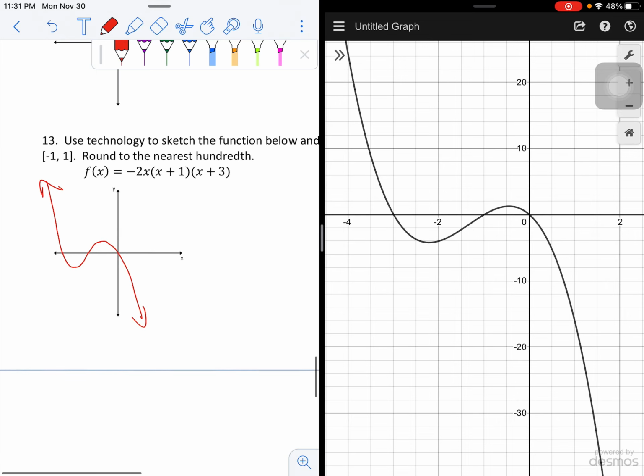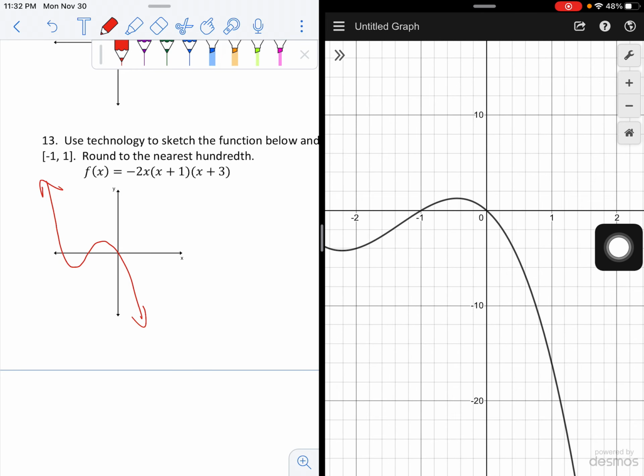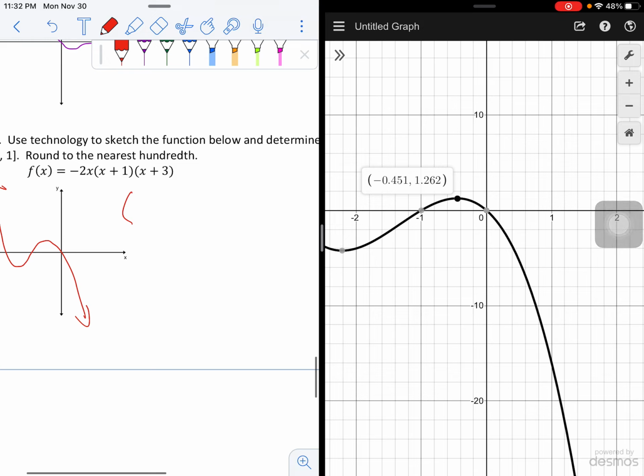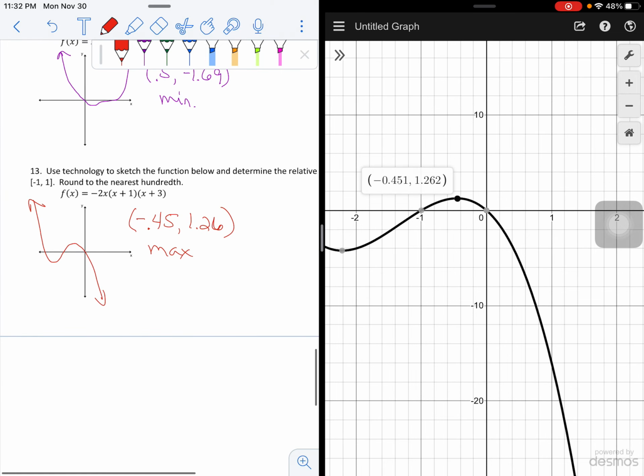All right, and we're looking for a relative maximum between negative 1 and 1. So on my graph here, if I zoom in just a touch more, I get it to pop up. Here's negative 1 and here's 1. We have a maximum here, so I'm going to tap on the curve once. And then I see this little gray point up here. I'm going to tap on that point, and that is now my maximum. So negative 0.45 and 1.26. And that's our maximum. All right.